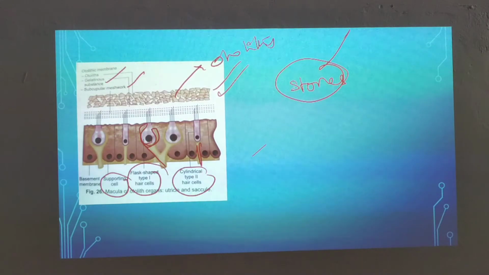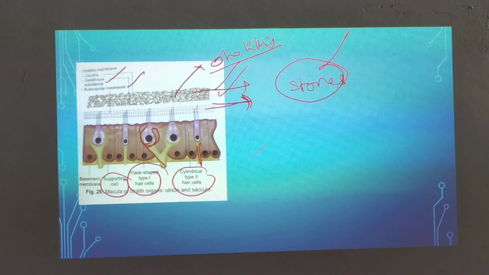These are responsible for generating a potential in these particular cells. When some movement is there like this, these otoliths move and then this gelatinous substance also moves, and with this there is some amount of nerve impulse generation. Okay. So this is how the otolithic function will be there.